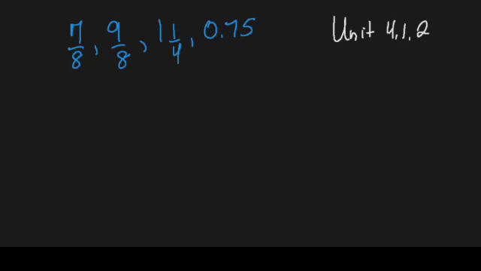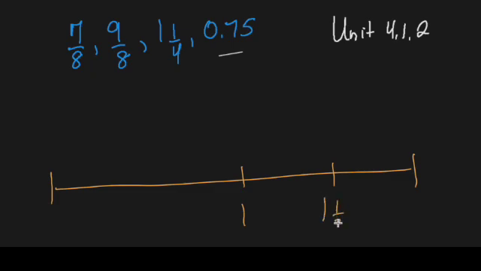And just when you thought it couldn't get any trickier, we're going to throw in something else. We're going to throw in a decimal, which we'll have to order. So now we have 7 over 8 to order, 9 over 8, 1 and 1/4, and 0.75. And we're going to try to throw this all on a number line. So let's get our number line drawn. Okay, there's our number line.